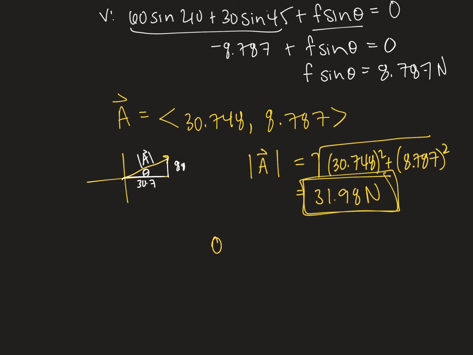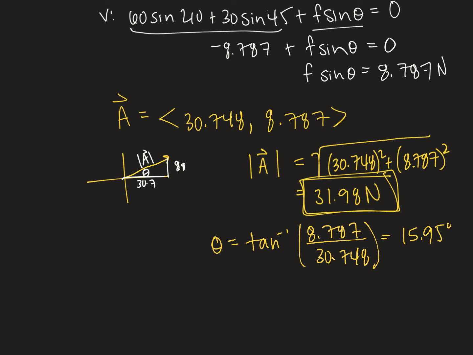So to do that, we do theta is equal to tangent inverse of 8.787 over 30.748, which when you plug that in the calculator gives you 15.95 degrees, which is the reference angle, but since we are in the first quadrant, that's just our solution. So we have our force is 31.98, and the direction of the force is 15.95 degrees from the positive x-axis.